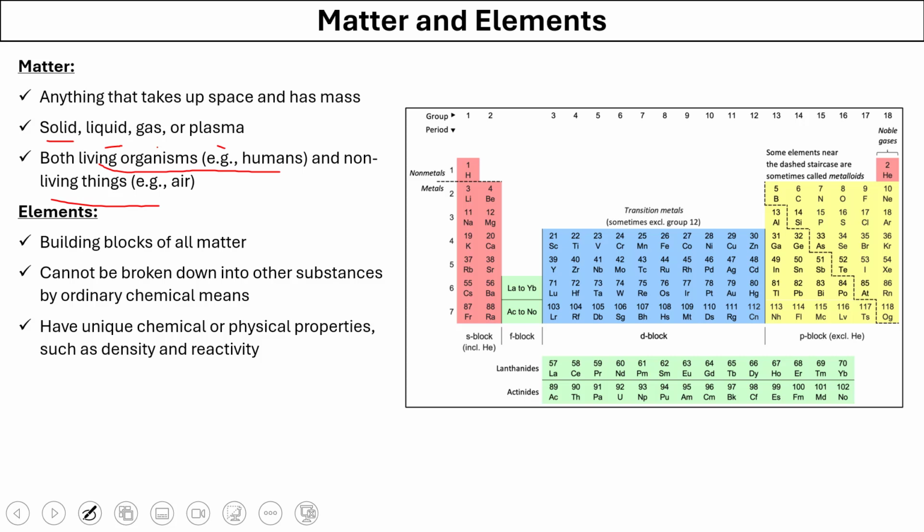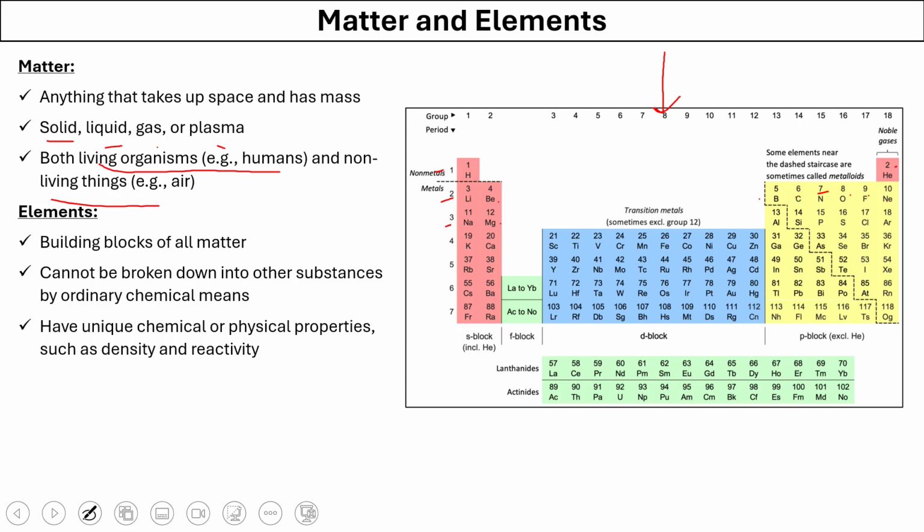For example, here is the list of all the elements put in a periodic table. You have hydrogen, helium, lithium, beryllium, boron, carbon, nitrogen, oxygen, fluorine, neon, and sodium, magnesium. All these elements make the building blocks of everything that you see around yourself, the matter.